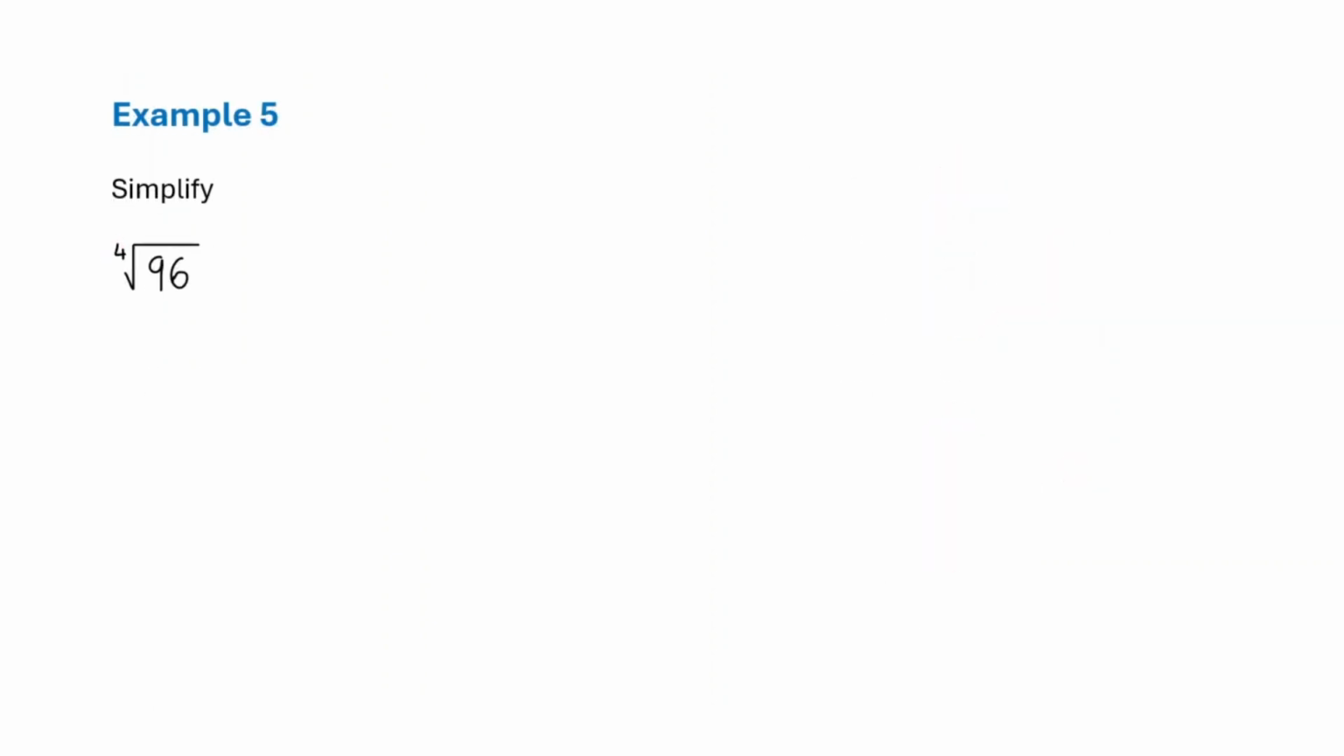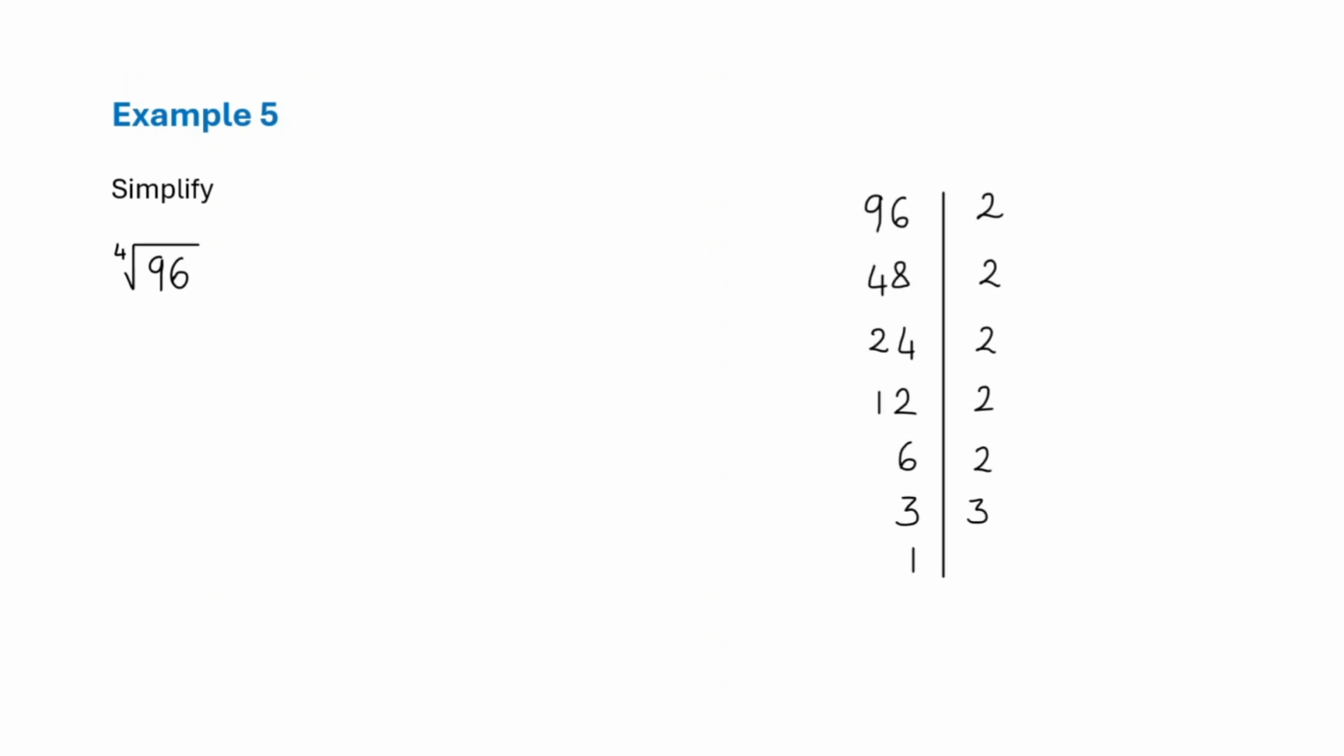We've now seen square roots and cube roots. Let's move on to a fourth root and apply exactly the same method. We need to simplify the fourth root of 96. We'll begin by performing the prime factor decomposition of 96. Once we've done that, we look at the index of the radical to determine the size of each complete group. The index is 4, so each complete group must contain 4 of the same factor.